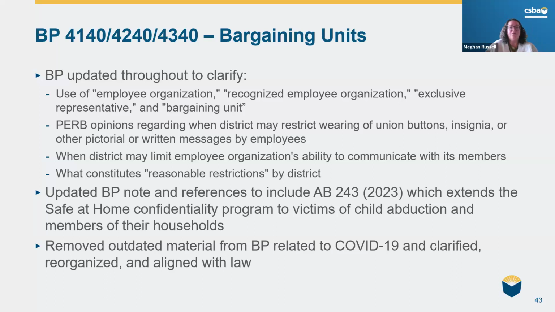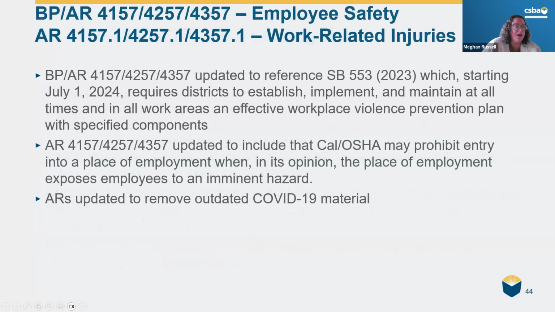And then we removed outdated material from the board policy related to COVID-19 and clarified, reorganized, and aligned the policy with law. So next slide, please. And then the last thing I'll be talking about as part of labor and employment is board policy and AR 4157, 4257, 4357 related to employee safety, and AR 4157.1, 4243. So again, those are all those triple coded policies and administrative regulations.